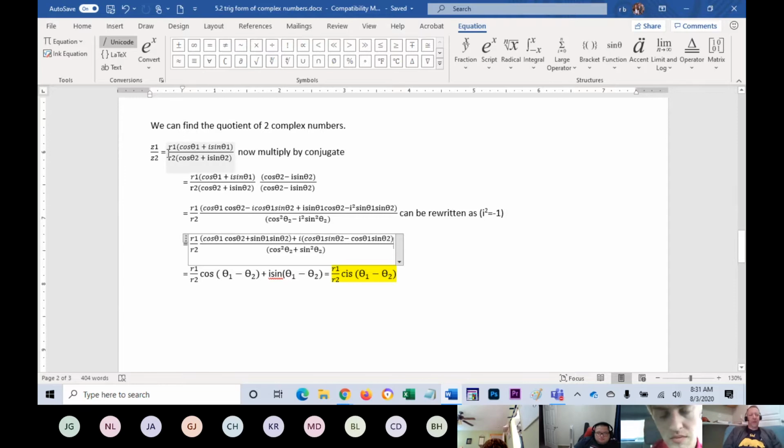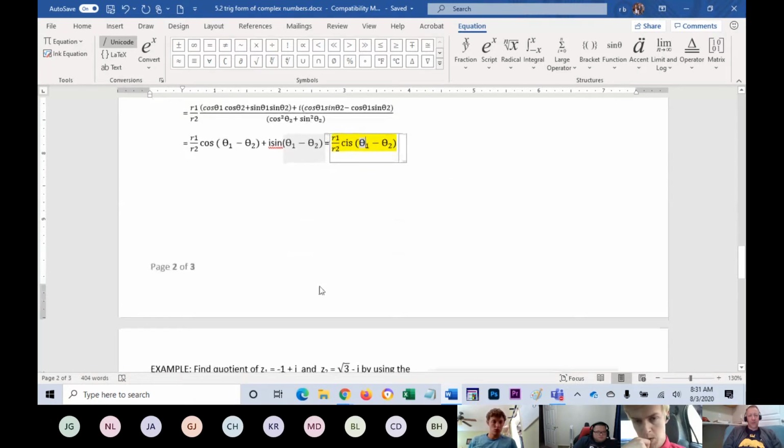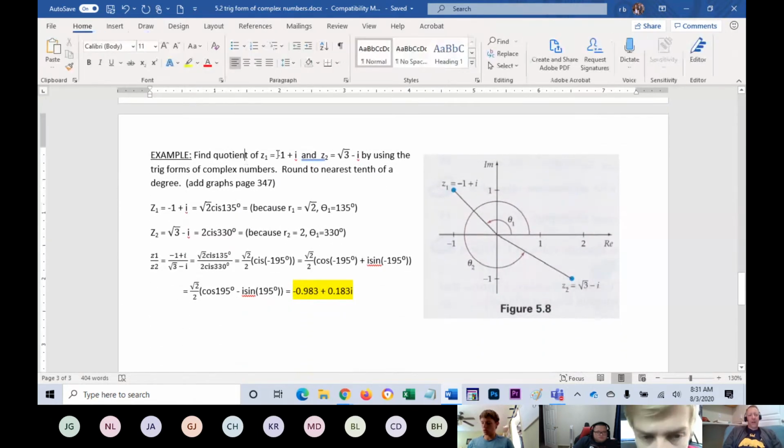Okay. So in a nutshell, for two complex numbers, the result is going to be R1 over R2 CIS theta 1 minus theta 2. All right, so for an example, we're going to find the quotient of -1 plus I and -3 minus I by using the trig form of complex numbers.